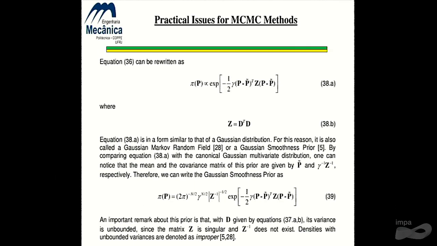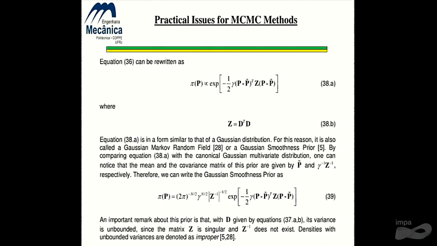the covariance matrix for this problem is given by gamma minus 1, Z minus 1. So this is the form of this Gaussian distribution. But what is the basic difference of this distribution from the Gaussian distribution that we have seen before? It is that Z is singular.